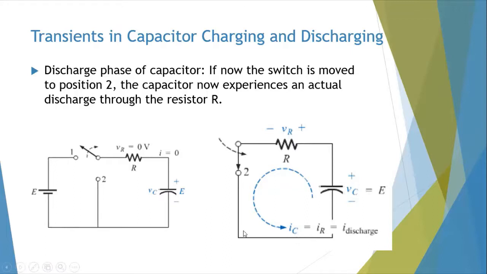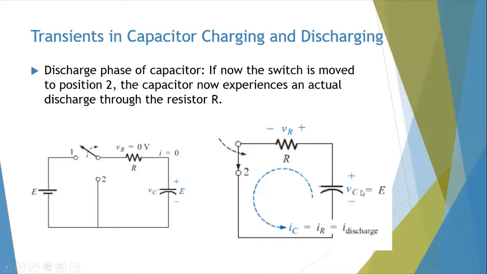But one important difference is if you look at the direction of the charging current here. The charging current was flowing in this direction. And now look at the discharge current, it has reverse direction. It has reversed polarity. So when you write the expression for IC, we need to put the minus sign with the expression.